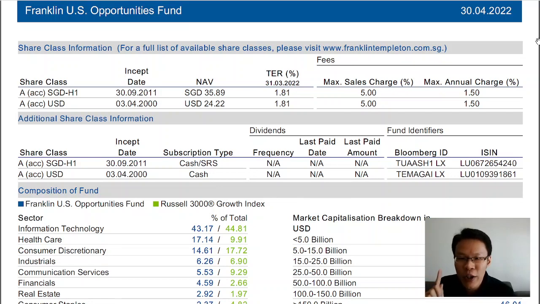The most common charge is the front fee, which is the sales charge when you purchase into the unit trust. Like what I mentioned earlier, the maximum sales charge is 5% and the minimum could be as low as below 1%. Okay, annual charge is the charge that is charged by the fund house itself. So usually for this fund, it's actually charged at 1.5%.